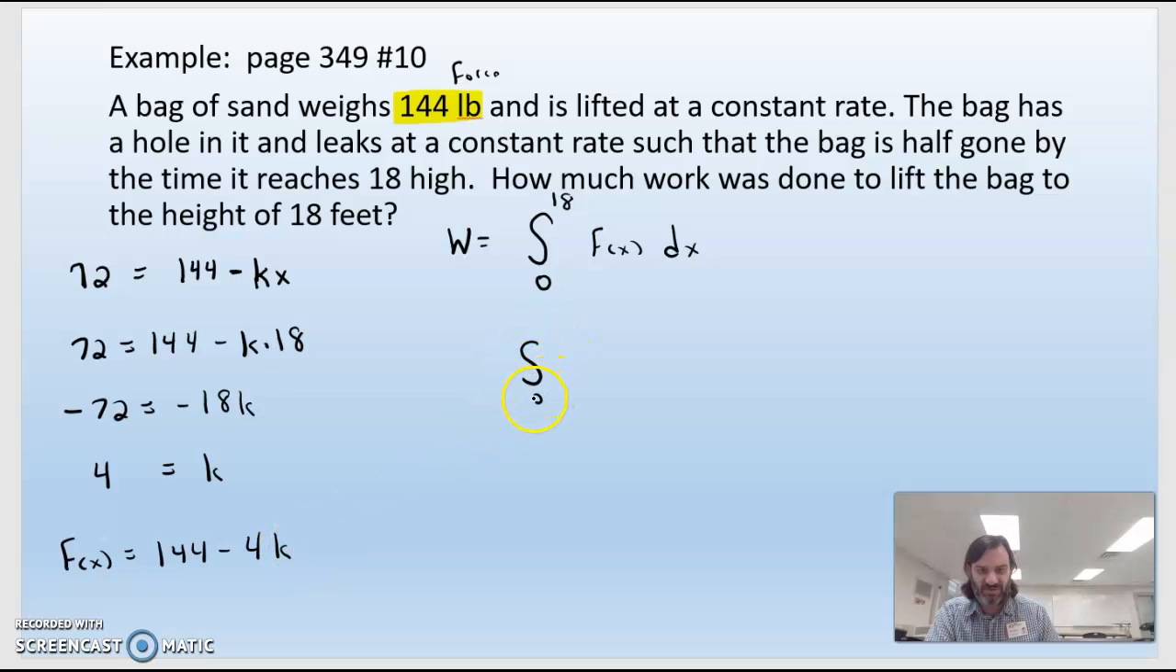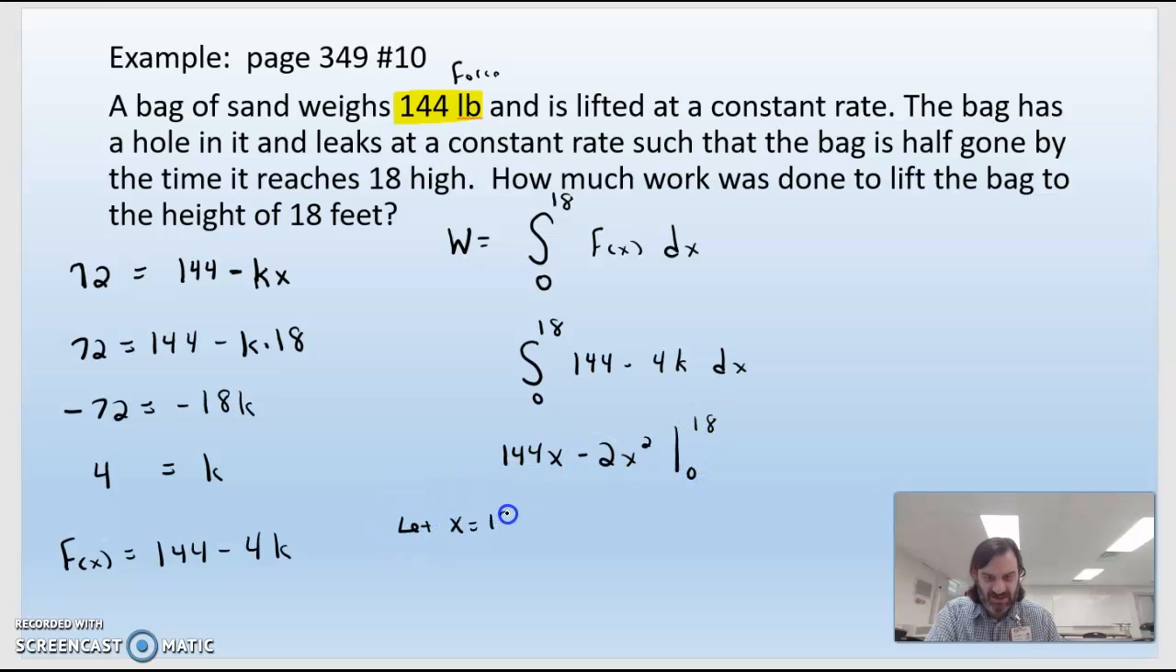So we'll come over here and we'll say from 0 to 18, from the ground, raising it 18 feet high, 144 minus 4x dx. So remember that the pounds is a force in itself, so we don't have to worry about the acceleration because it's already included. But now we will integrate. So we'll have 144x minus 2x squared from 0 to 18. And we're going to let x equal 18. So 144 times 18 minus 2 times 18 squared.